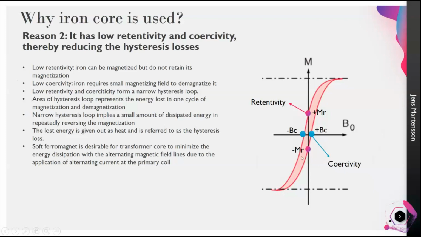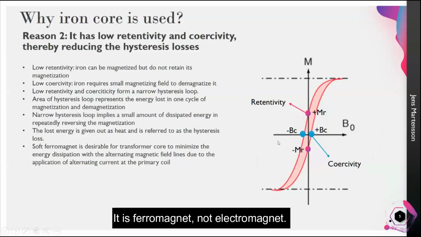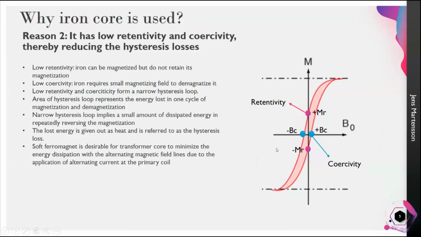And the area of the hysteresis loop actually represents the energy loss in one cycle of magnetization and demagnetization. So, a narrow hysteresis loop implies that only a small amount of energy is dissipated in repeatedly reversing the magnetization. And in a transformer, the lost energy is normally given out as heat, and it is normally referred to as hysteresis loss. So when using an iron core as a soft electromagnet for a transformer, it can minimize energy dissipation with alternating magnetic field lines due to the application of alternating current at the primary coil.